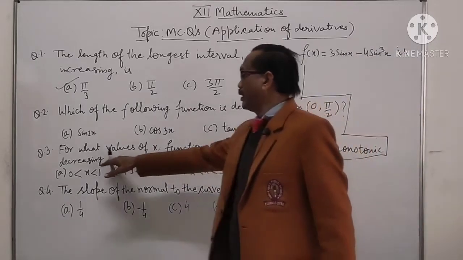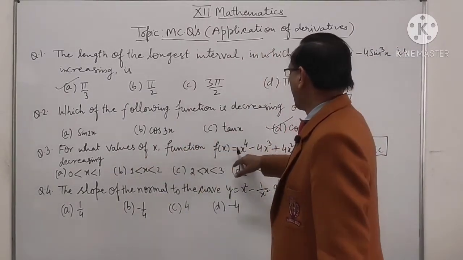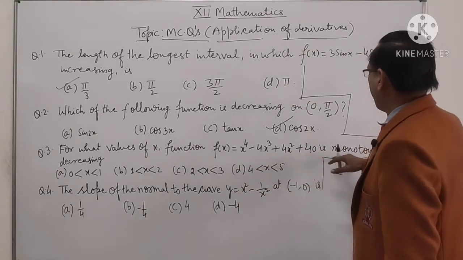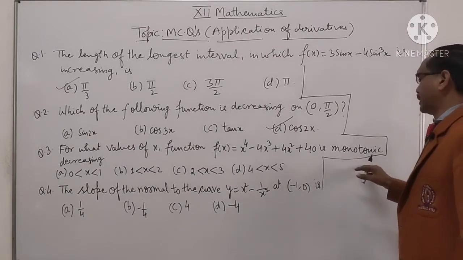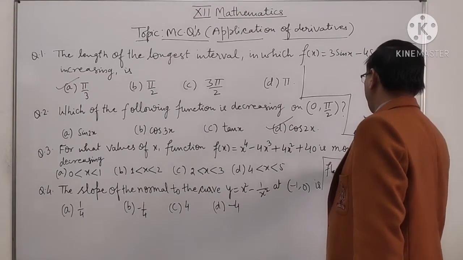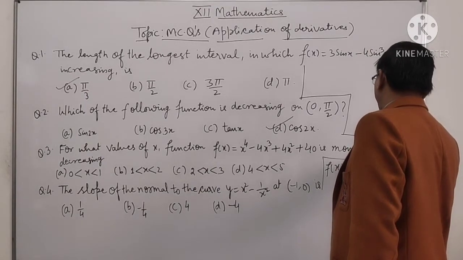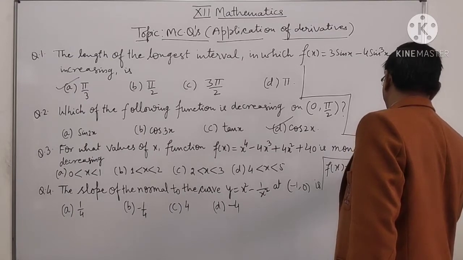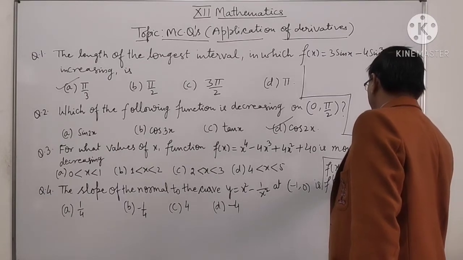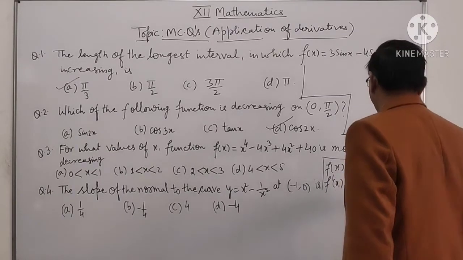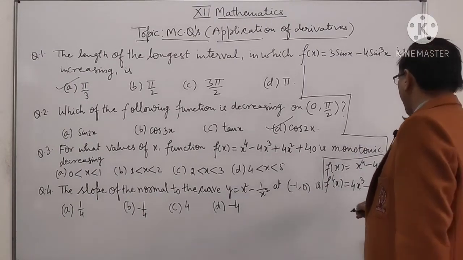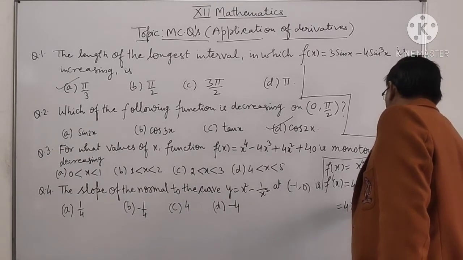Now, question 3. For what values of x is the function x⁴ - 4x³ + 4x² + 40 monotonically decreasing? So f(x) is x⁴ - 4x³ + 4x² + 40. Now f'(x) is 4x³ - 12x² + 8x. Now here 4x is common.